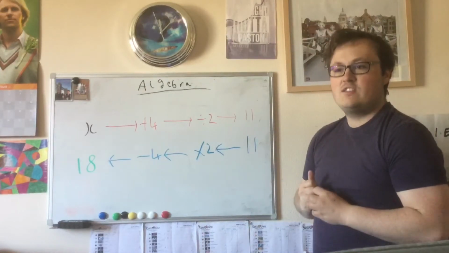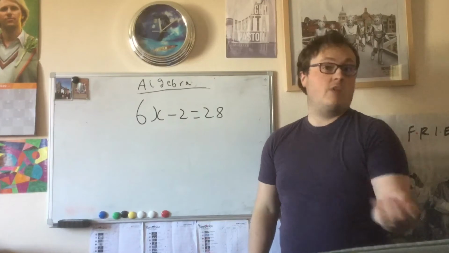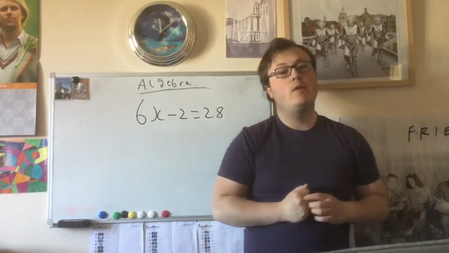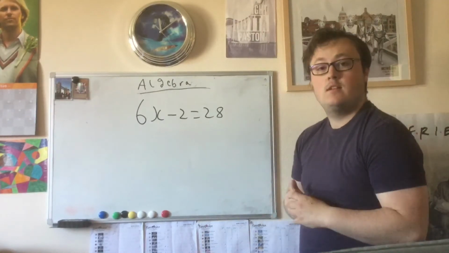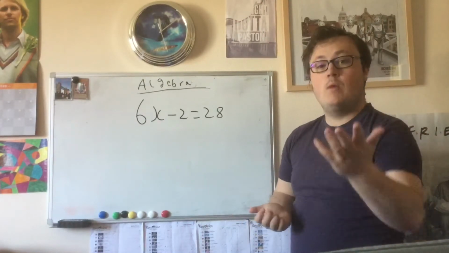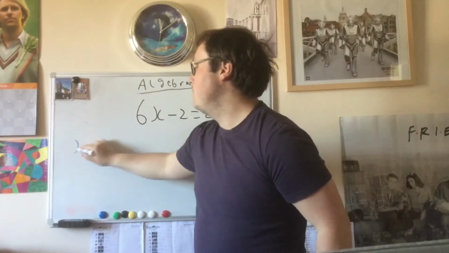Now, let's go the next step up. Here's a good example of an algebra problem. We have 6x minus 2 equals 28, and I want to find x. But how can we do that? How can the flowchart help us with this? Well, let me just say, so this is x. x is our unknown number.